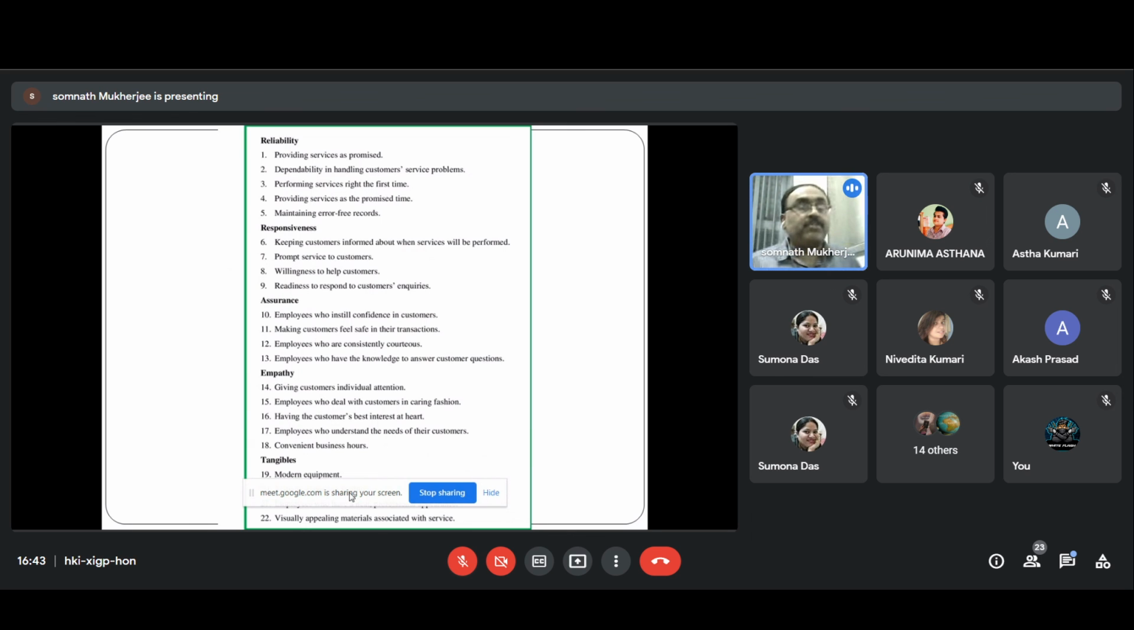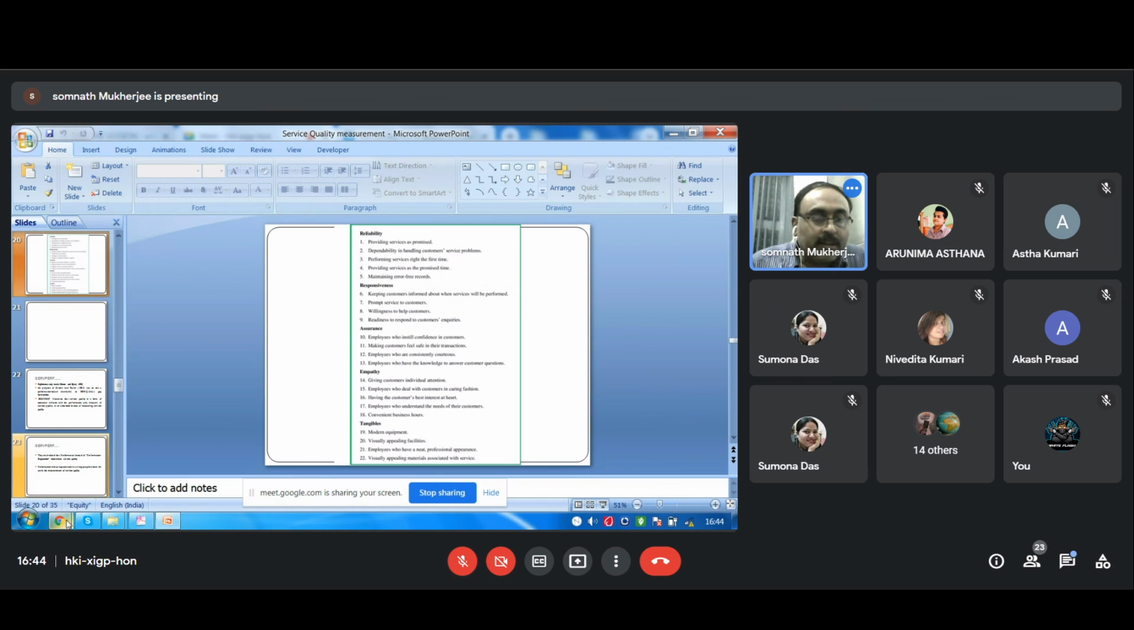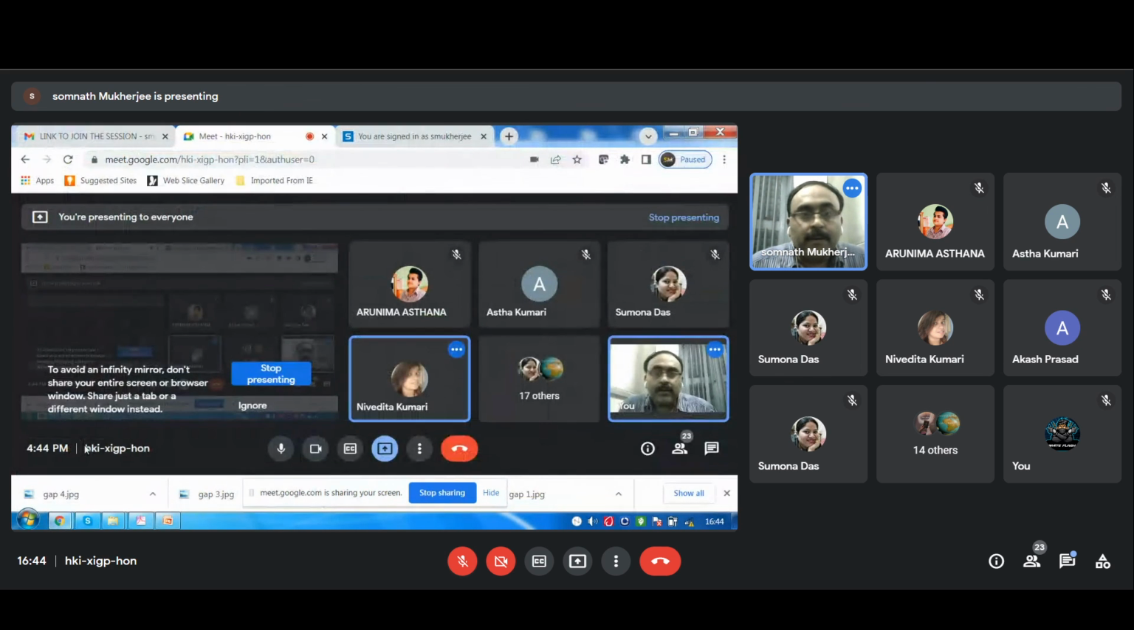SERVQUAL की criticism इसीलिए हुई थी. हालांकि people are using this extensively, it is being used. हम connected भी हैं कि नहीं? आवाज जा रही है ना? Yes, sir.